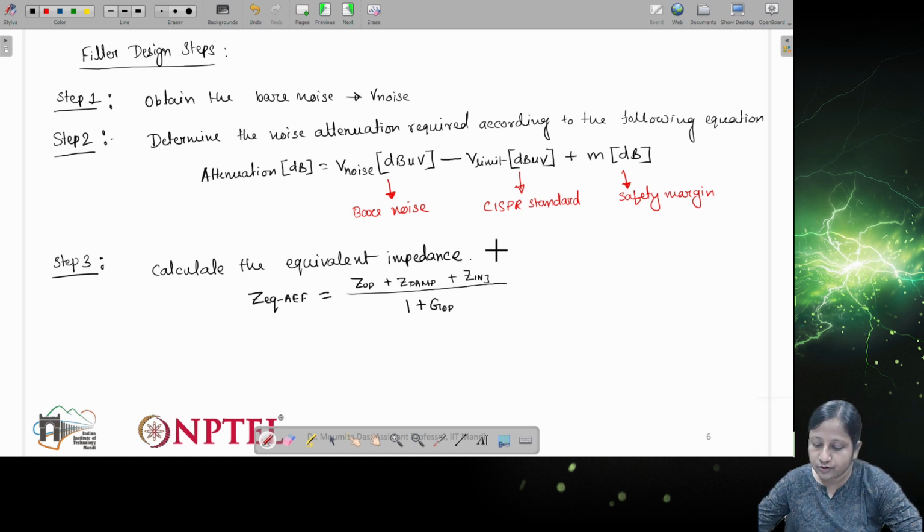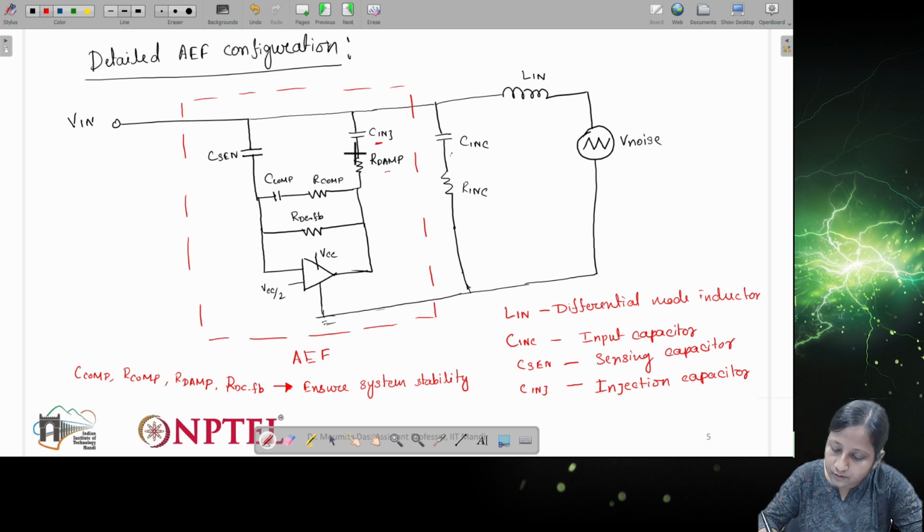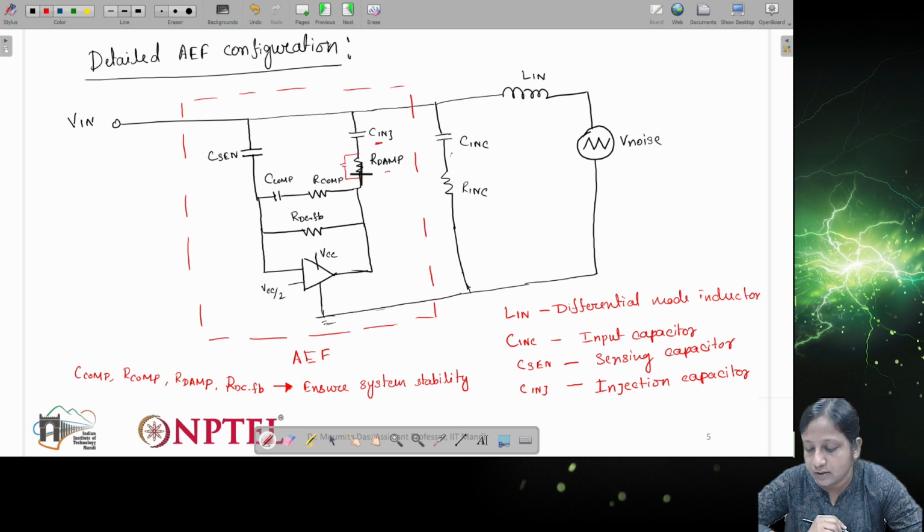Right. So Z output, Z damp, Z injection and GOP, that you already know. The injection part will come from this C injection. The damp part will come from R damp. If it is required to connect one capacitor for Z damp, that will be connected in parallel with this R damp. So if it is required, then one parallel capacitor can be connected for damping.